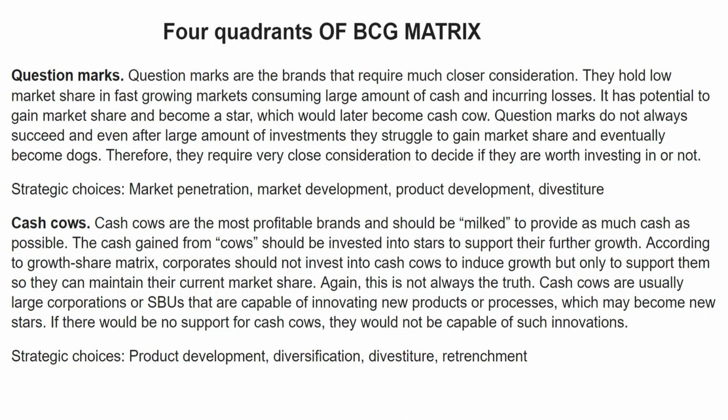The third is the cash cows, and the most favorable one. The cash cows are the most profitable brands and should be milked to provide as much cash as possible. The cash gained from cows should be invested into stars to support their further growth.